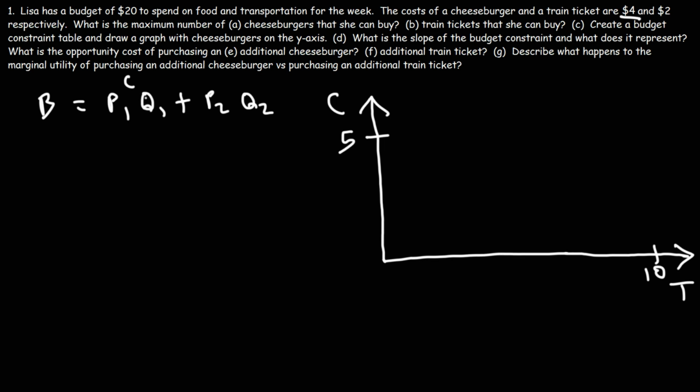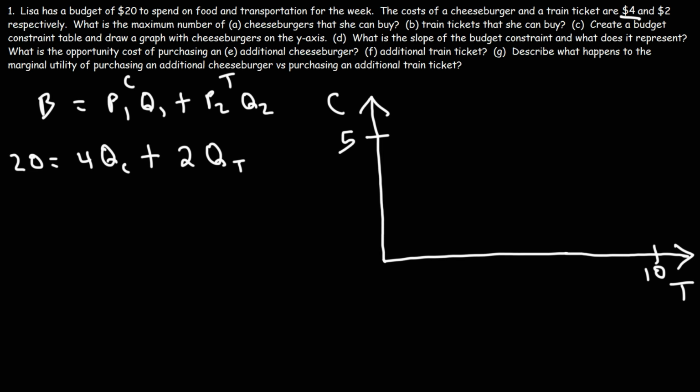So let's say the first item is the cheeseburgers, the second item is the train tickets. In this example, the budget is 20. The price of each cheeseburger is $4 times Q sub C to represent the quantity of cheeseburgers that she can buy, plus the price of the train ticket, which is $2, times the quantity of train tickets. Now, we need to solve for one of these 2 variables. We can either solve for QC or for QT. Which one should we solve for? What would you say? QC or QT? Keep in mind, C is on the y-axis, T is on the x-axis.